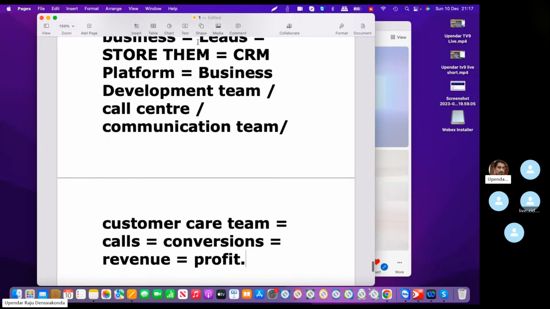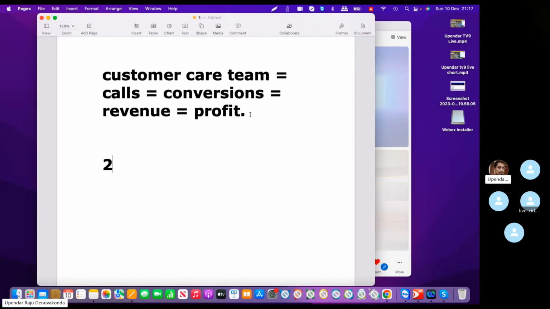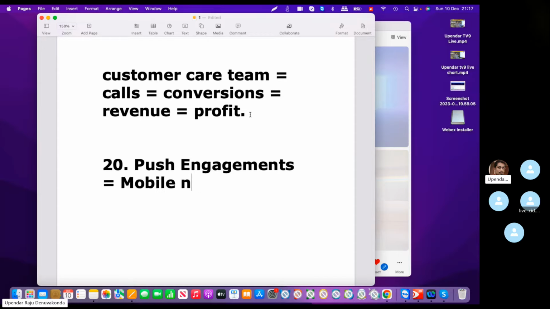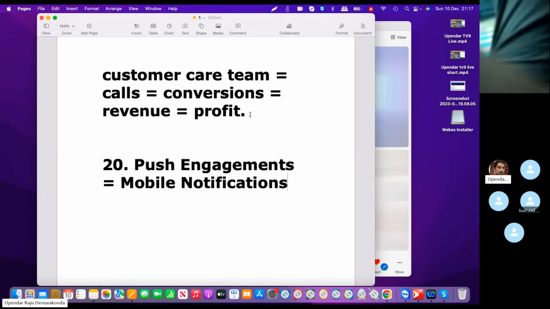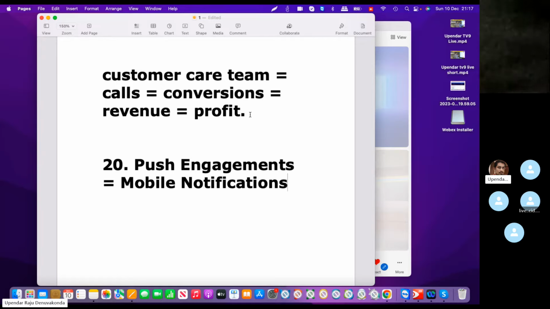So 18 and 19, and we have the other one, 20, which is push engagements. So what are push engagements? The famous push engagements come from Zomato and Swiggy. These are your mobile notifications. Implementing these mobile notifications would help. It should not annoy or irritate people so that they unsubscribe from your mobile notifications. But if you can send some interesting things, they would not unsubscribe from push engagement. So you can still implement these mobile notifications.